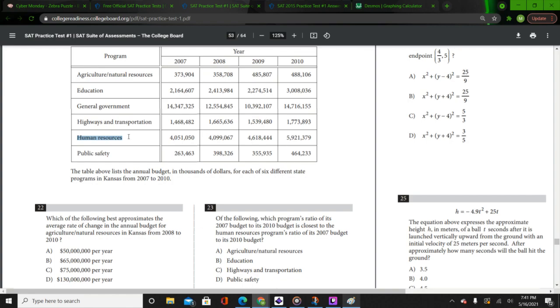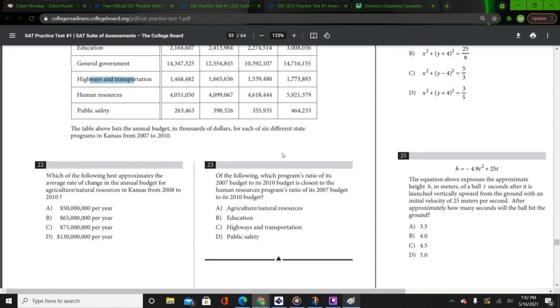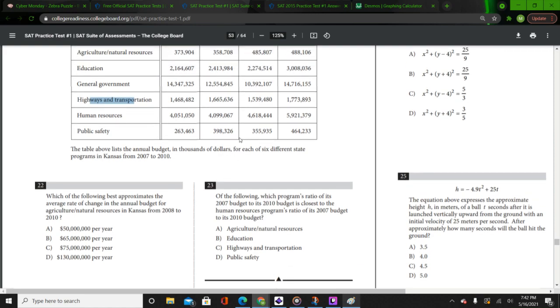2007 is 4, 2010 is 5. So what's 4 to 5? 1.4. All right. So oh wait, actually, no, highways and transportation. I just guessed it at random. However, for question 23, highways is pretty close, but here, I didn't enter the full thing.